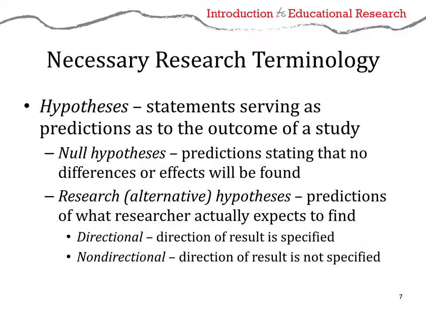And inside of that, those alternative or research hypotheses can be directional, where you specify the result. The hypothesis is that the student will make an increase in communication turns, or a student will read faster or read more fluently in words per minute. Or non-directional, where the result and the direction of the result are not specified.